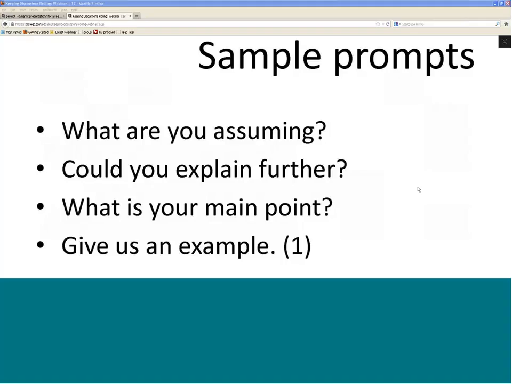to say to a student in response to their post, what are you assuming? Or asking a student, could you explain further? What is your main point? Give us an example. There's a very helpful post to make, which, as many of these questions do, does sort of put the ball back in the student's court.